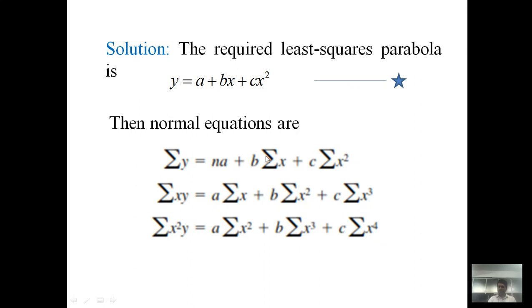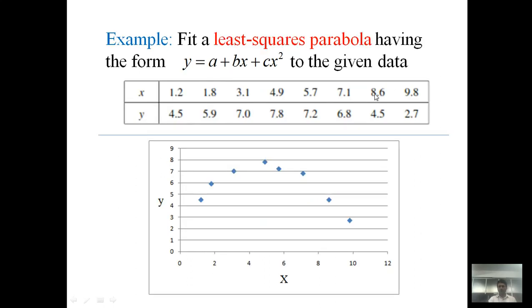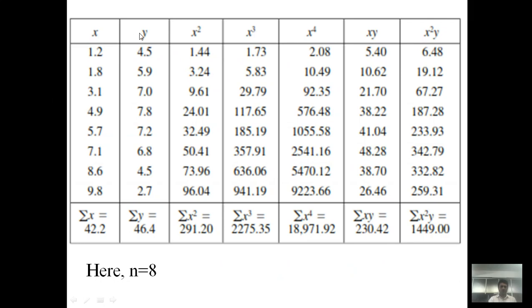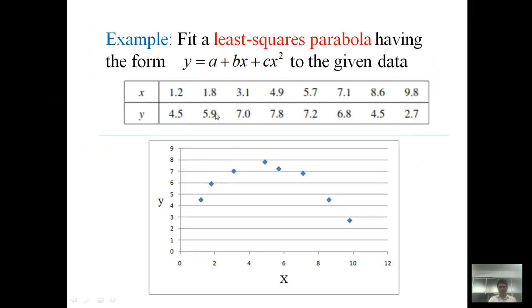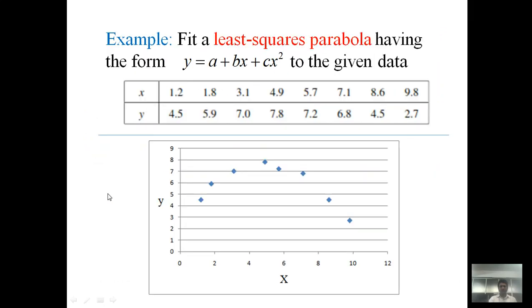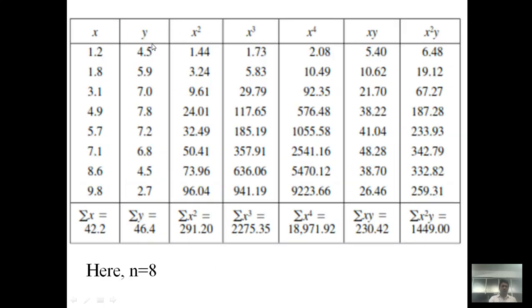To calculate all these summations, we have to use the data points given in the question. So we write down the first and second rows as the first and second columns. So x is 1.2, 1.8, 3.1 up to 9.8. Similarly, y is 4.5, 5.9 and so on up to 2.7.